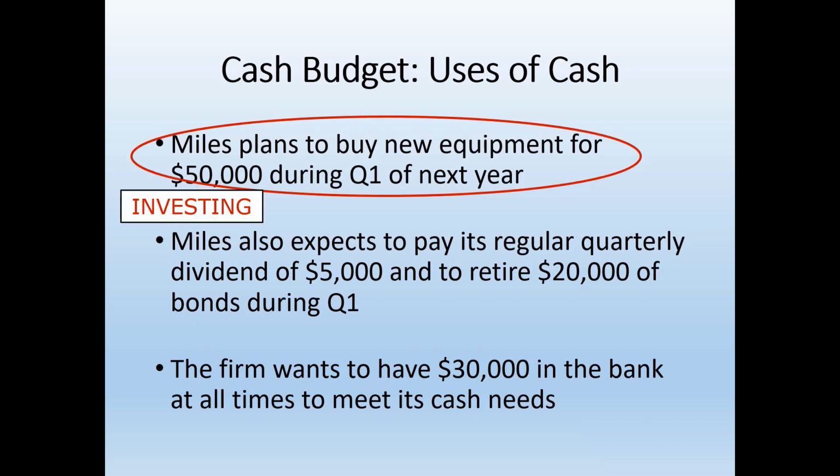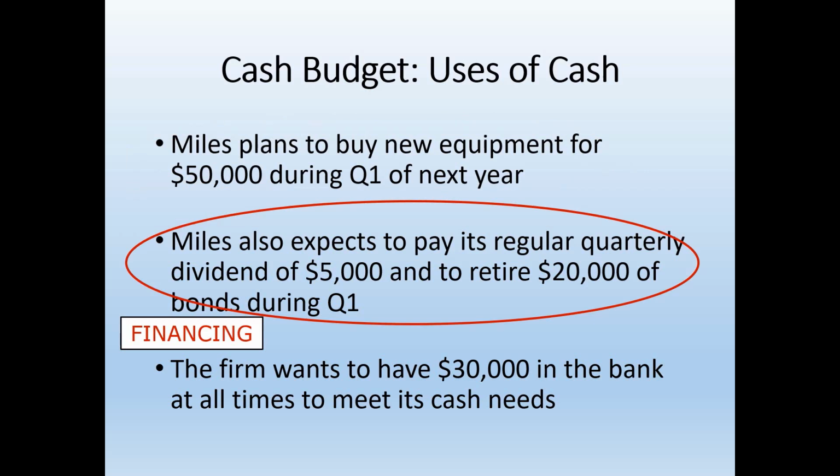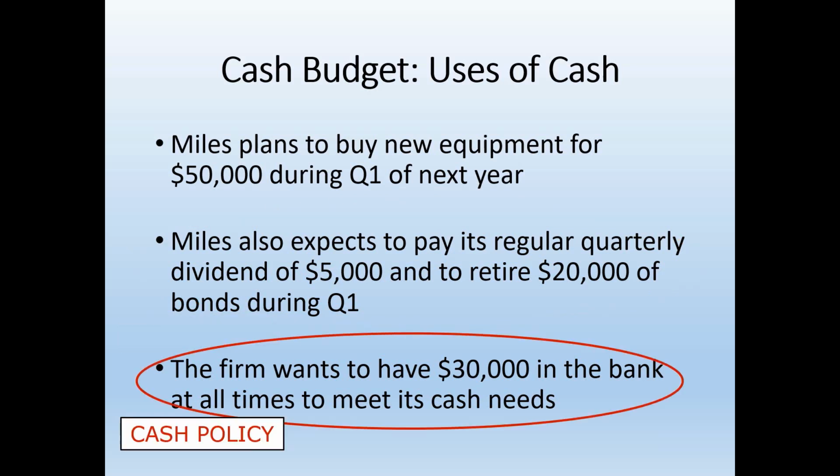Miles plans to spend $50,000 to buy new equipment at the start of next year. This is considered an investing activity because it's a transaction in long-term assets. Miles also plans to pay its regular quarterly dividend of $5,000 and to retire $20,000 of bonds. These are financing activities. Every firm has a cash policy. That is, how much money the firm wants to have in the bank so that it can pay its bills as they come due. Miles Manufacturing's cash policy is to have $30,000 in the bank at the end of each period.